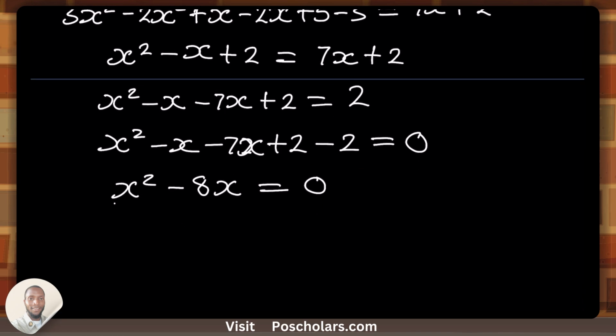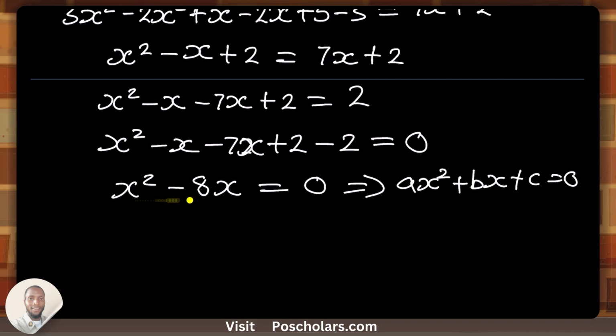Now this is looking like a quadratic equation, right? And a quadratic equation always takes this form. Remember, it looks like this: ax squared plus bx plus c equals 0. In this case, our a is an invisible 1, our b is minus 8, and our c is 0, right? So this is looking like a typical quadratic equation. So how do we solve this?